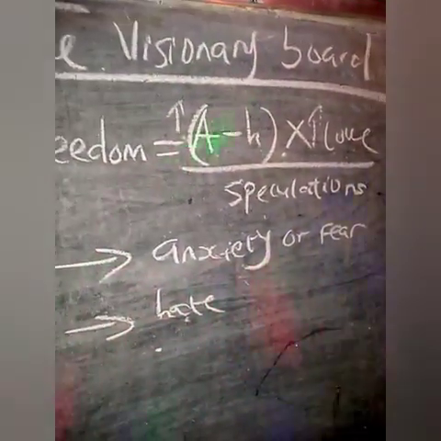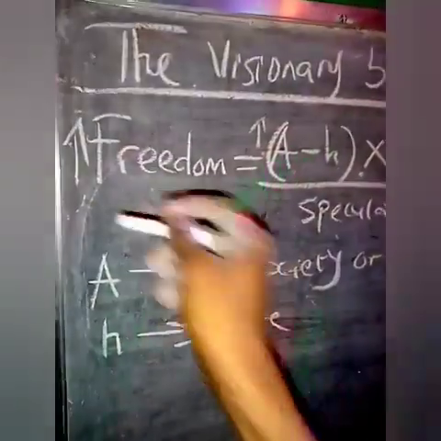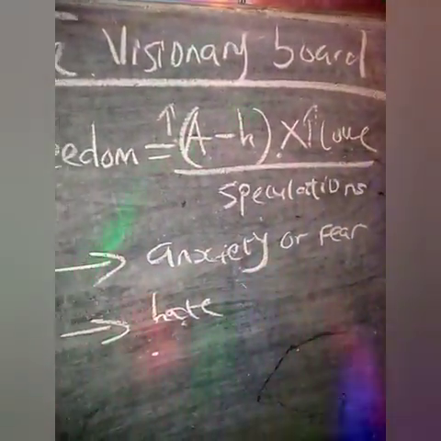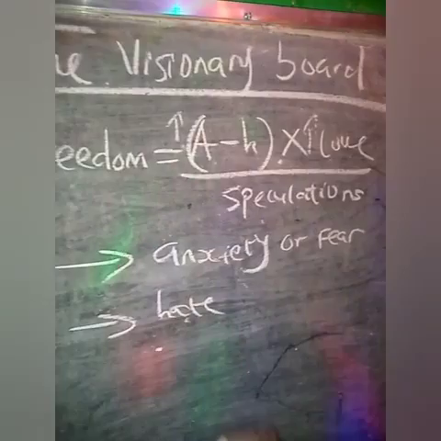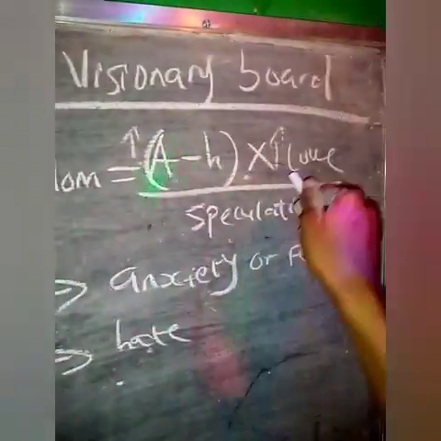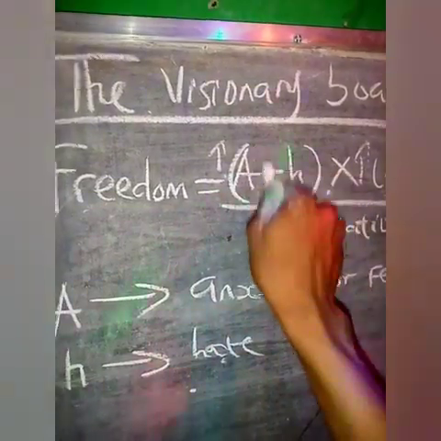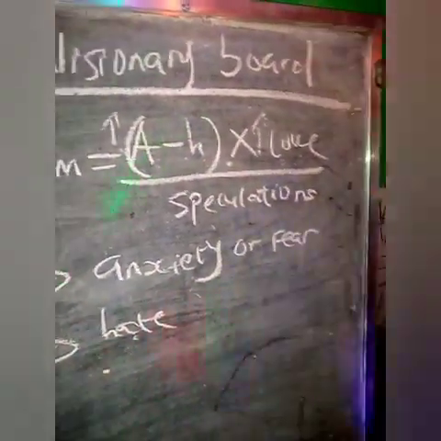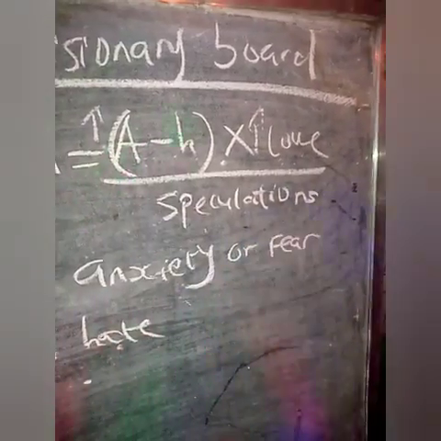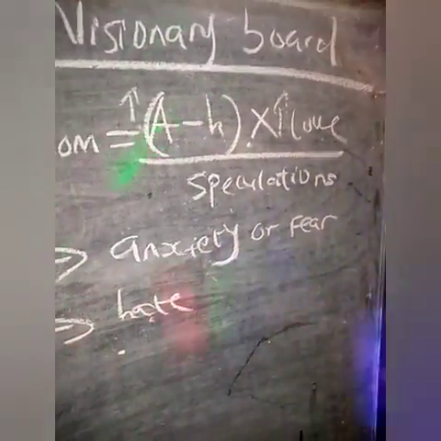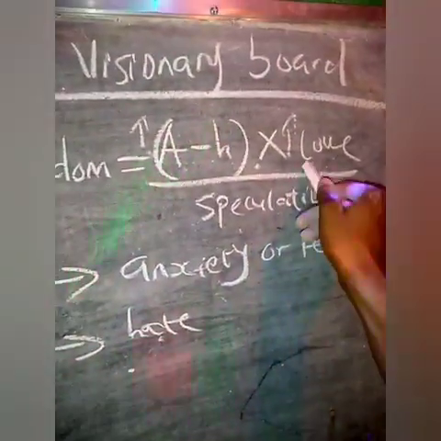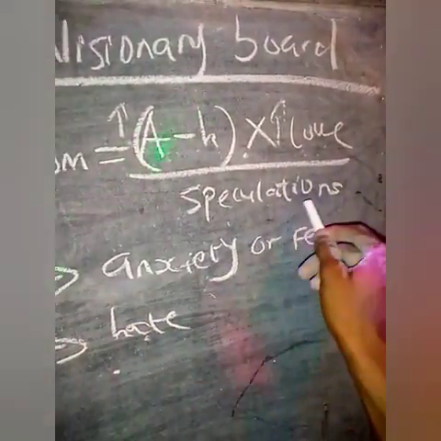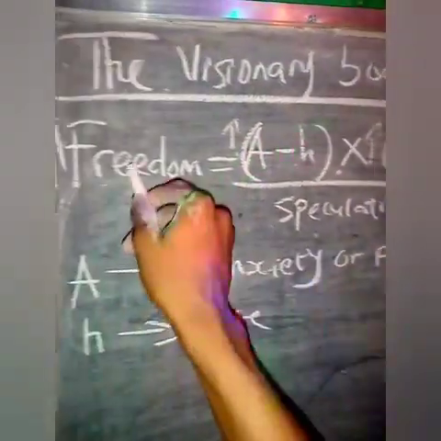So if you really want to promote love in yourself, you have to increase your freedom. If you are not free, if freedom is down, it's going to lead to a decrease in love. So if you want to increase love in your life, make sure you increase freedom. It's very important. An increase in freedom will lead to an increase in love and also an increase in A minus H value, but will lead to a decrease in speculations. What are speculations? Speculations are guesses. You're guessing.